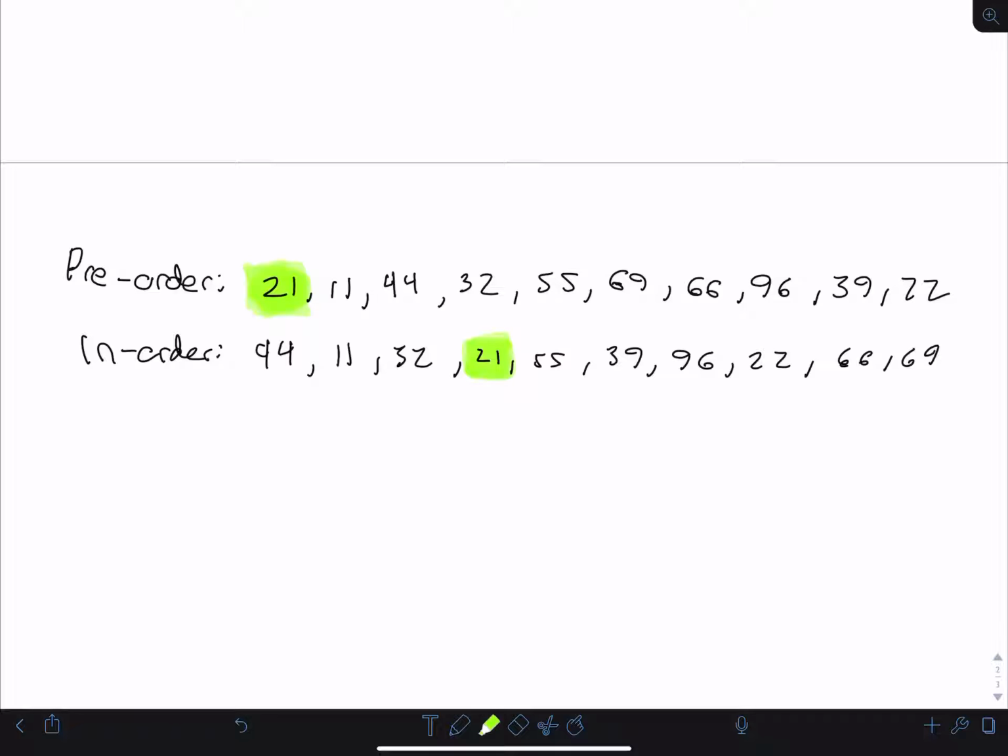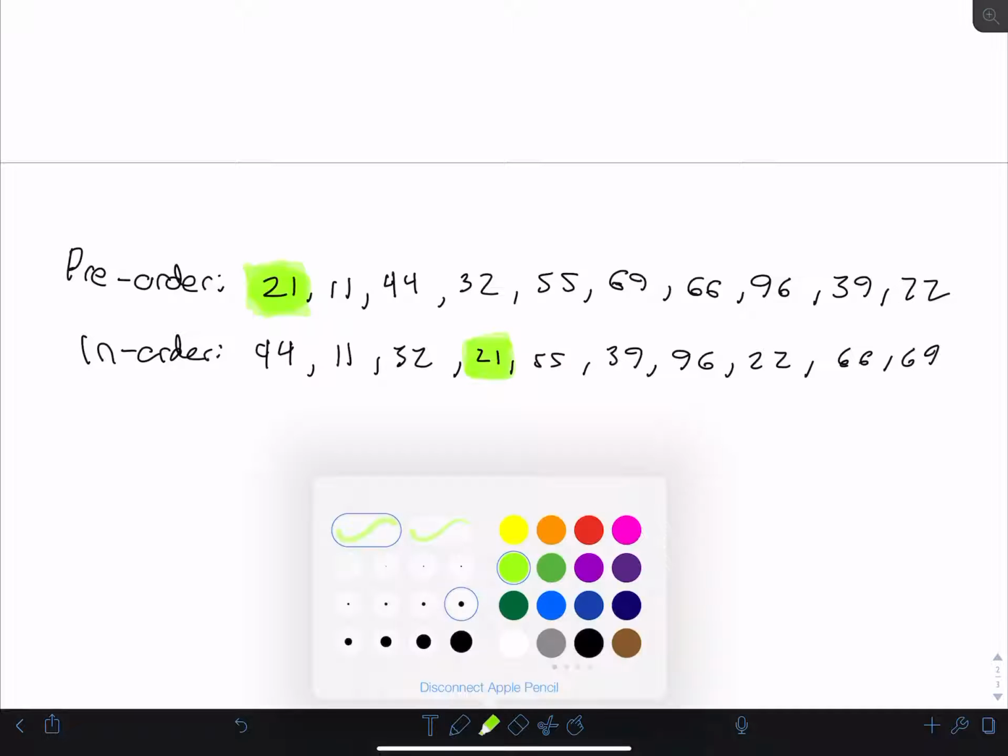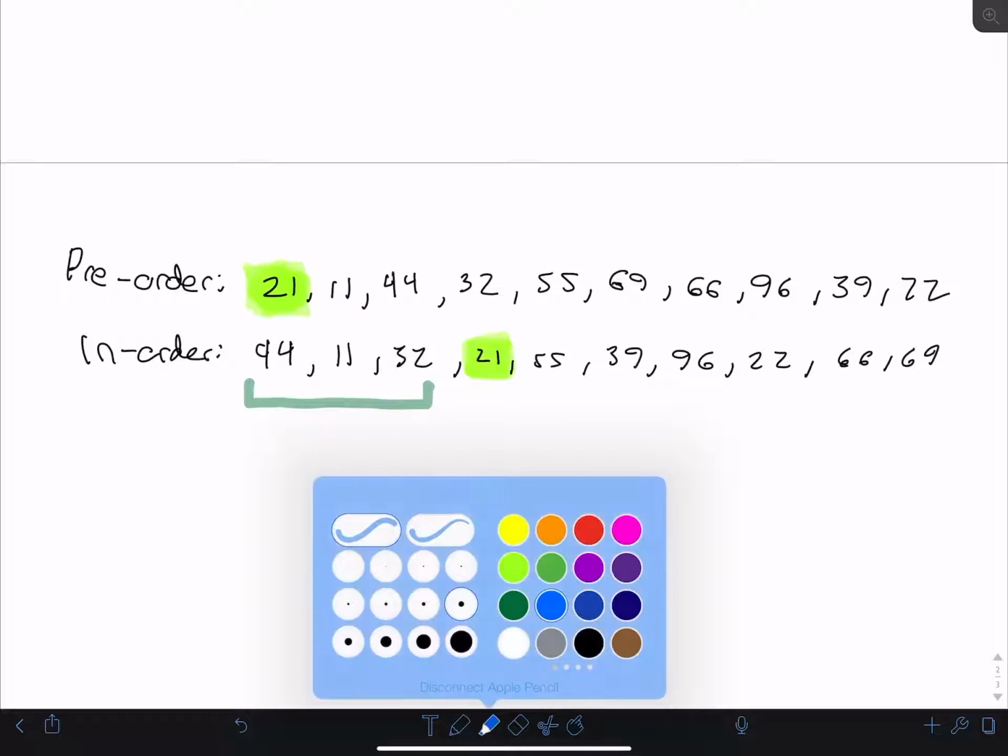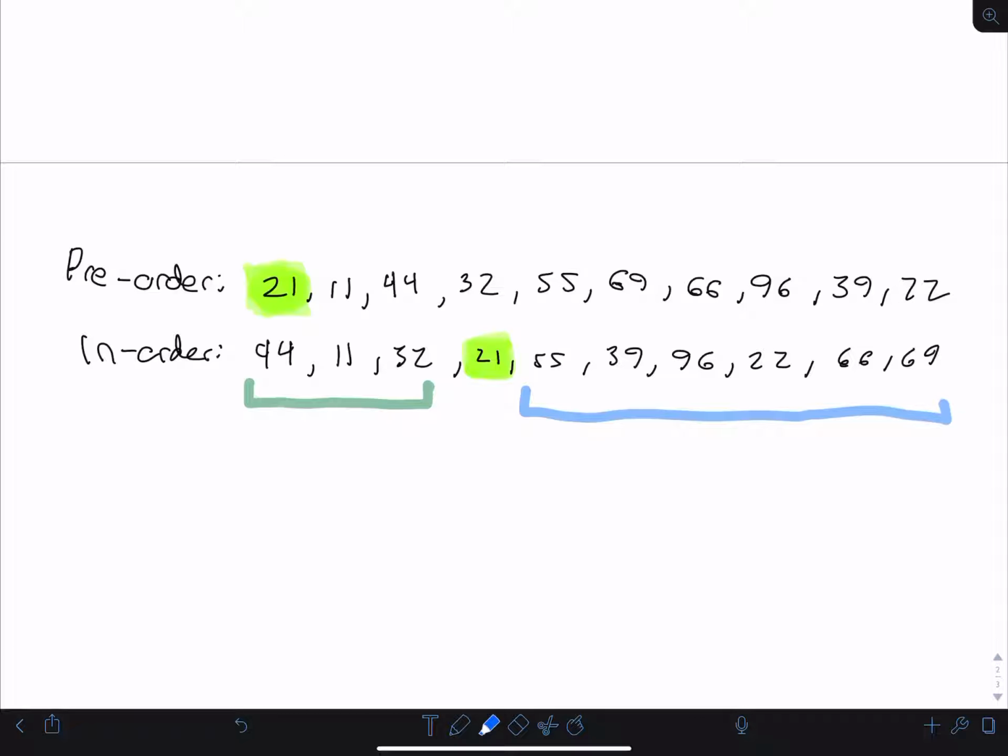as the 4th element. Now, knowing this, what can I claim about the elements before 21 and the elements after 21? Left and right. That's right. Everything on the right of 21 is going to be also on the right of 21 in the tree. And anything on the left of 21 is also going to be on the left of 21 on the tree.